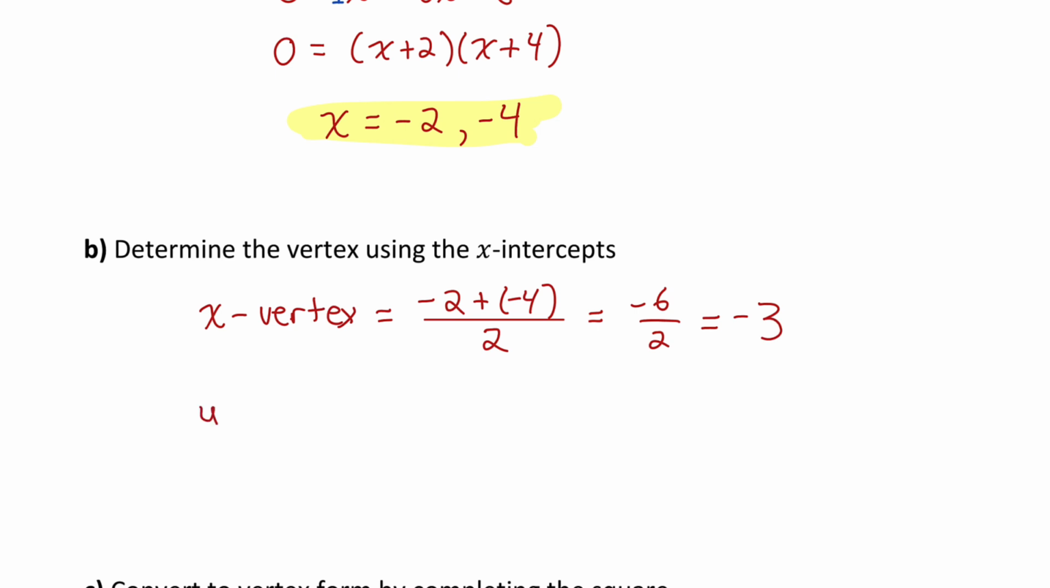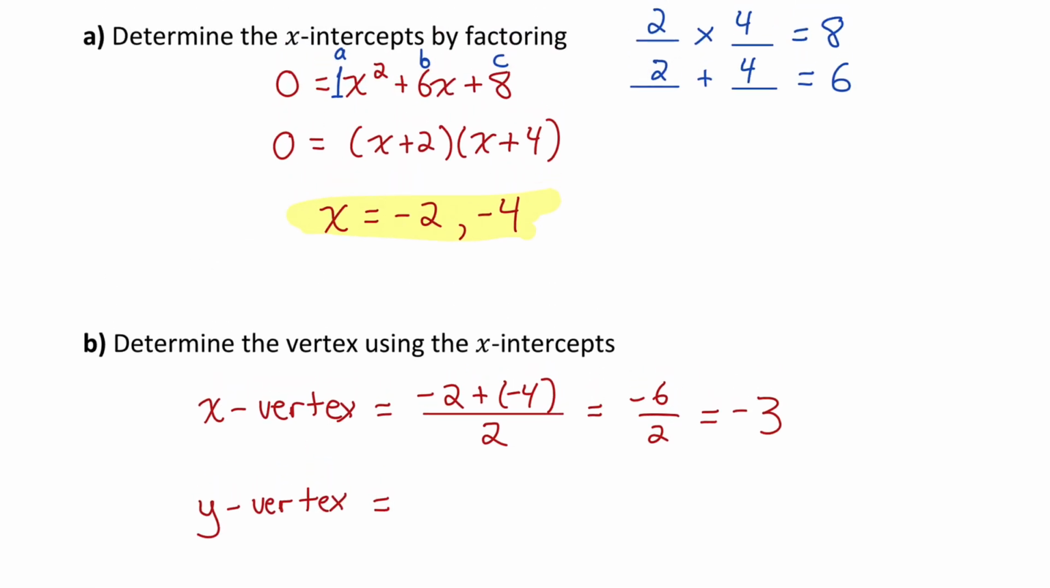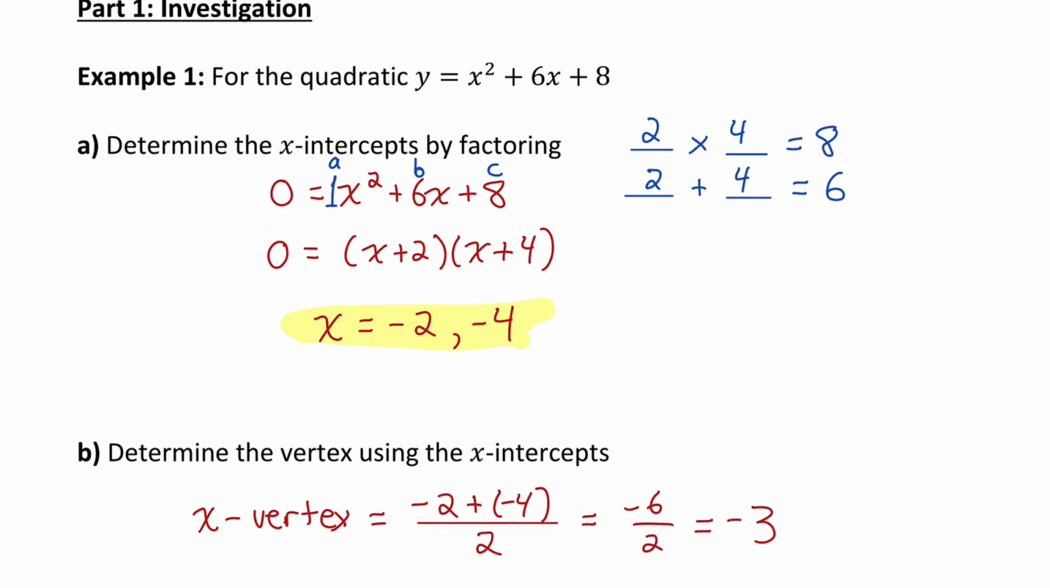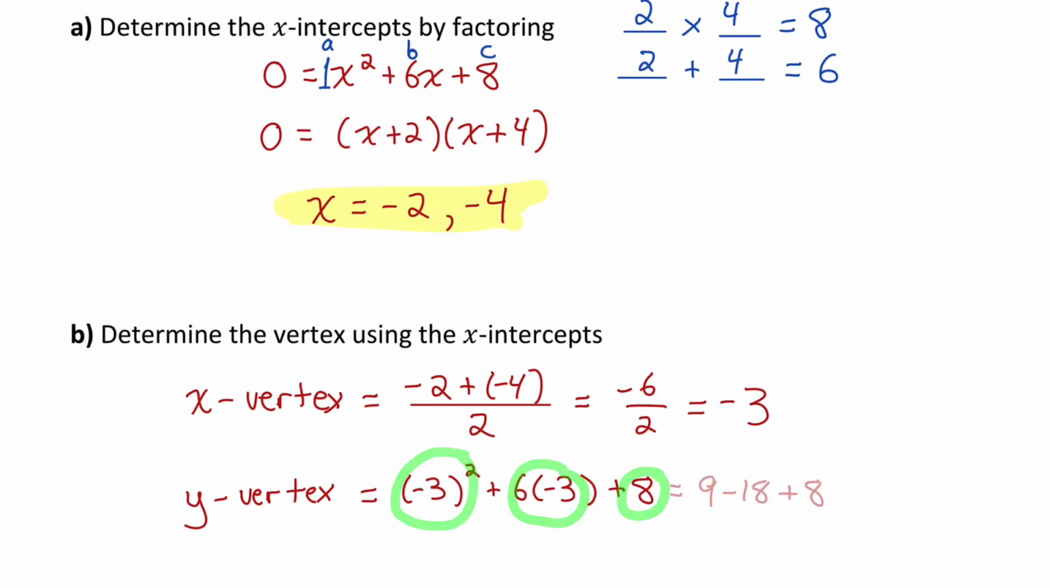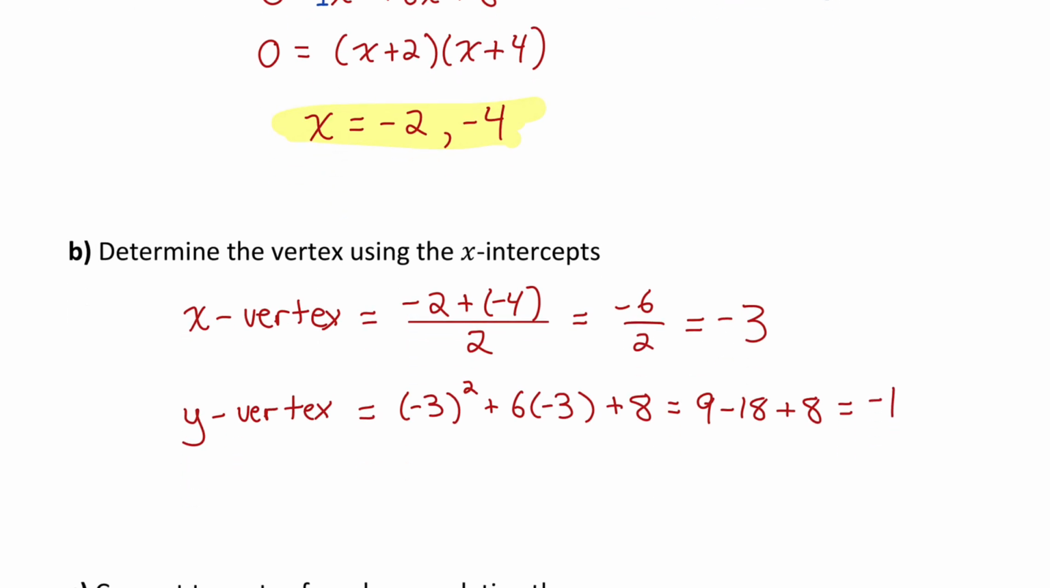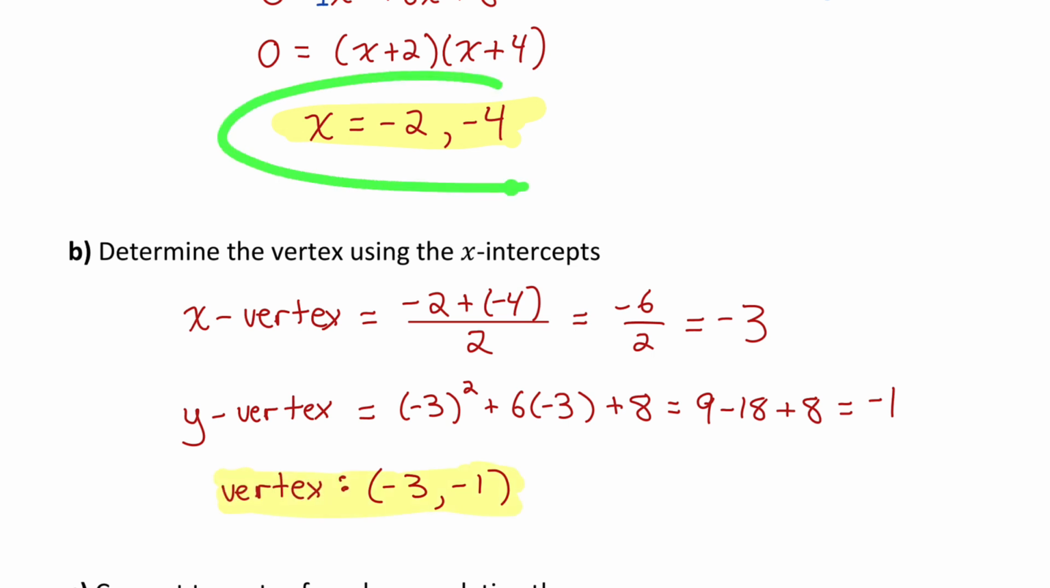And then to find the y-coordinate, I can just take that answer of negative 3 and sub it back into the original equation for x. So I'll go ahead and do that. Evaluating this, I have 9 minus 18 plus 8, which gives me a y-coordinate of negative 1. So the vertex is at the point negative 3, negative 1. Now that you remember how factoring can find both the x-intercepts and the vertex of a parabola, let me show you how the method of completing the square can find those same two pieces of information.